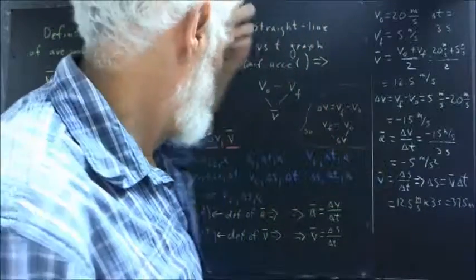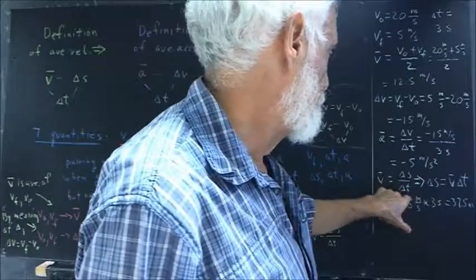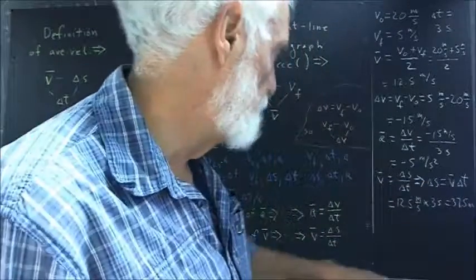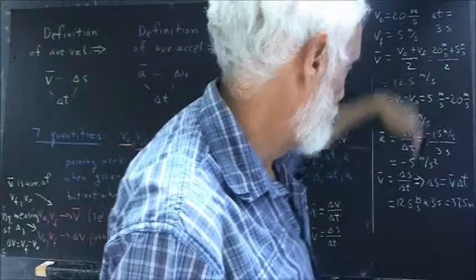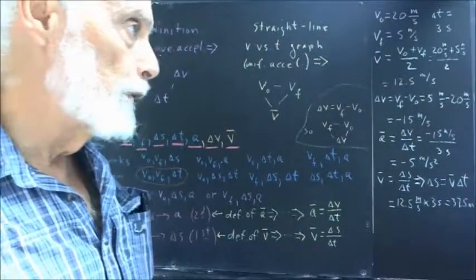And V bar is delta S over delta T. Well, we're going to go ahead and do the algebra. We multiply both sides by delta T, we get delta S equals V bar delta T. And V bar being 12.5 meters per second, as we found up here, we multiply that by the 3 seconds to get our 37.5 meters.